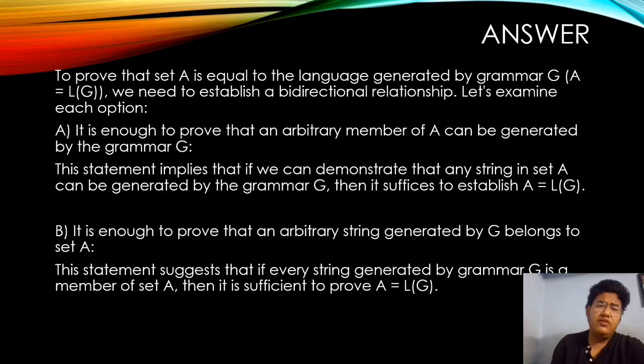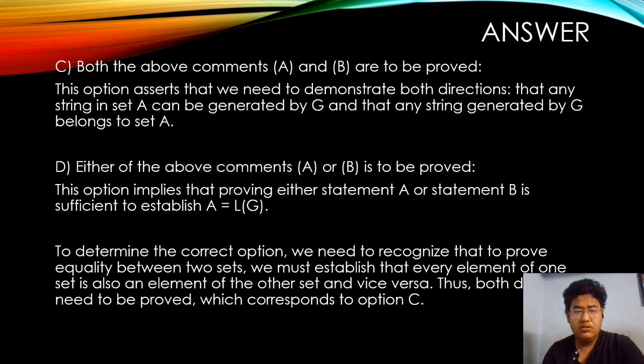To prove the set A equal to the language generated by grammar G, we need to establish a bidirectional relationship. Let's examine each option. It is enough to prove that an arbitrary member of A can be generated by grammar G. This statement implies that if we can demonstrate that any string in set A can be generated by the grammar G, then it suffices to establish A equals L of G. It is enough to prove that an arbitrary string generated by G belongs to set A. This statement suggests that if every string generated by grammar G is a member of set A, then it is sufficient to prove A equals L of G.